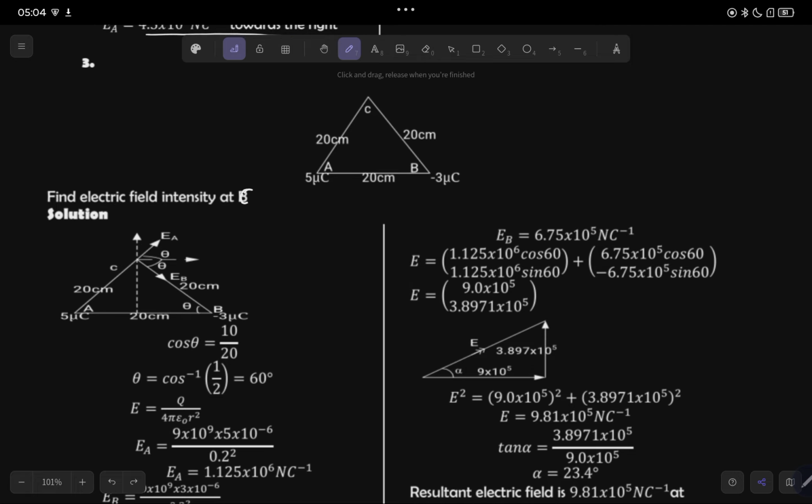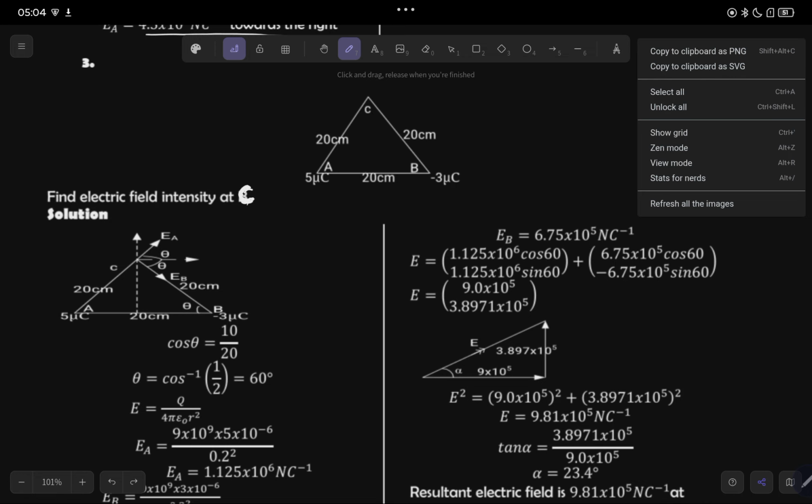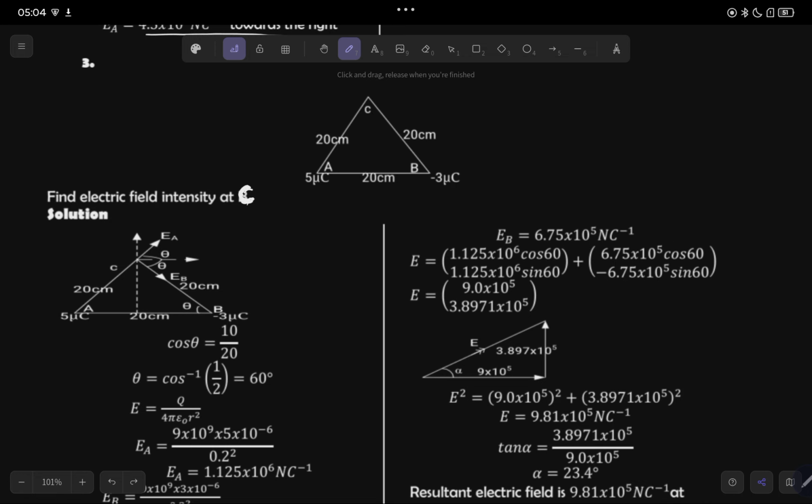The minor correction here is supposed to be at C. Observations that we should always make on these triangles. First of all, we should establish the angles of interest in this triangle, especially the angles along which we expect to resolve forces or electric field intensities or any vectors.